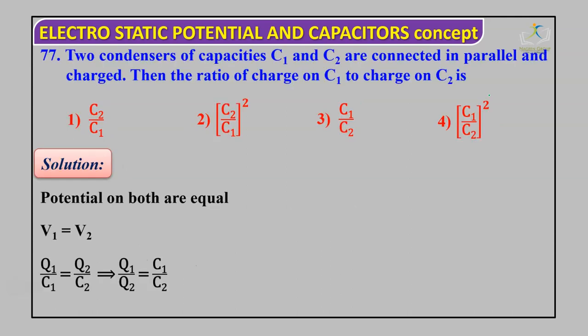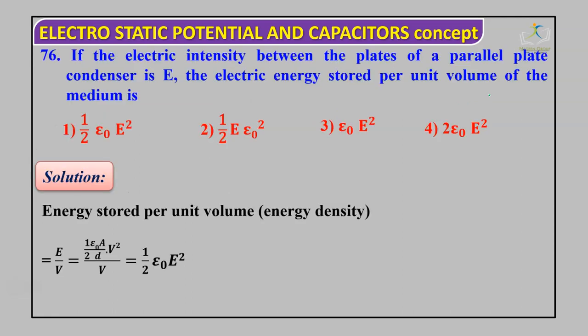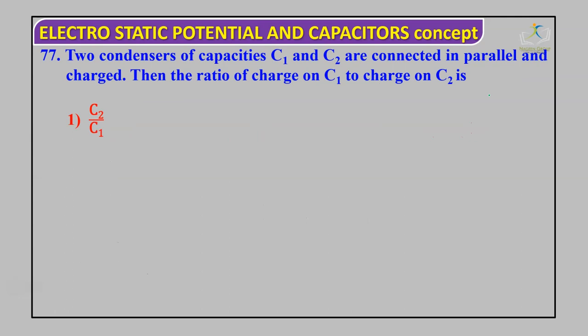Next question we have: two condensers of capacities C1 and C2 are connected in parallel and charged.